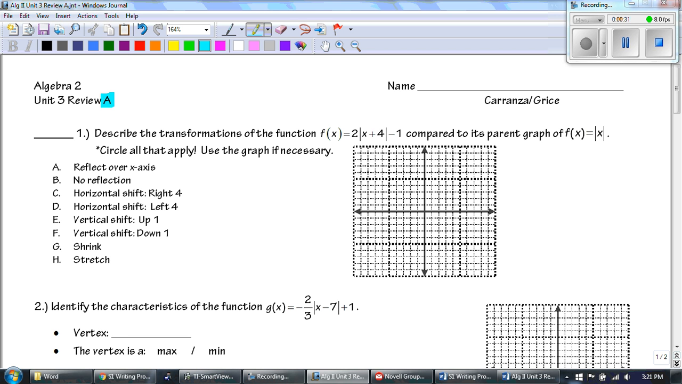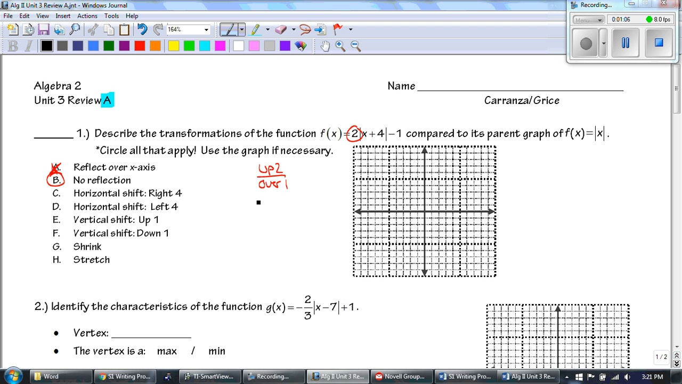I don't know about you, but I just like to graph these just so I can see a good picture of what it looks like. Now, I know we can just go through and do all of this, but I think it helps to graph it too. So the first thing I notice is this 2 up here. That 2 is telling me to go up 2 over 1. So if it's up 2 over 1, that means it's not negative, so there's no reflection. So B is going to be part of the answer.